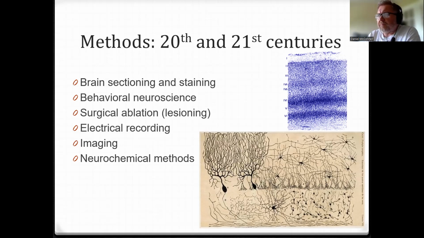Another method that we might describe is simply called behavioral neuroscience. And to some extent, this is similar to what we have talked about previously, with studies relating brain injury to behaviors, right?